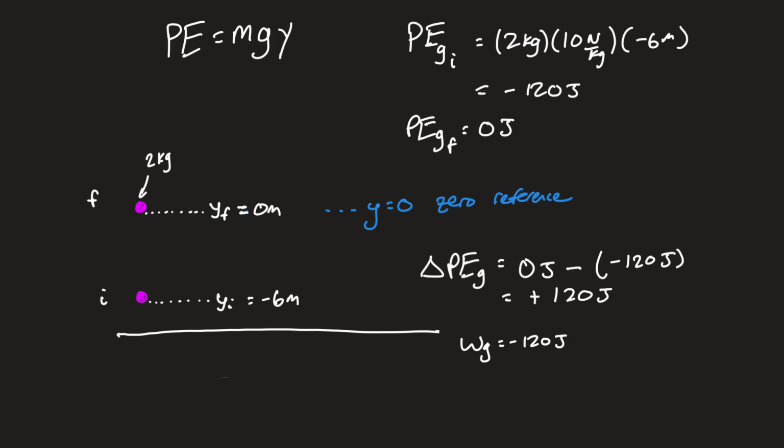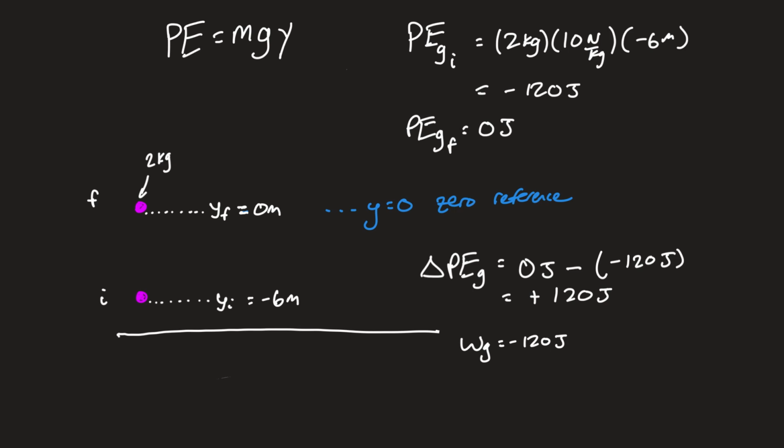So there's my initial gravitational potential energy value, and notice how it's a negative number. Don't worry about that. Remember, the value at one location is pretty much meaningless. It doesn't convey really any information.